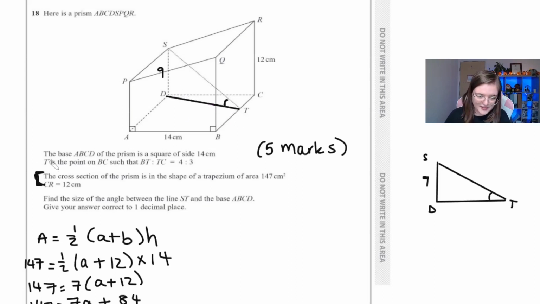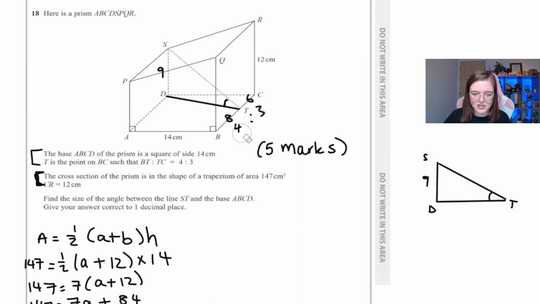So let's think about the other bits of information that we have. The base ABCD is a square. T is the point on BC such that BT to TC is 4 to 3. So if this is 4 to 3, remember we know the length of this side, it's 14. So we can just share 14 immediately into that ratio. This is 7 pieces, so each piece is 2, because 4 plus 3 is 7. If the whole length is 14, you split it into 7 pieces, 2 each. Therefore, 4 times 2 is 8, and 3 times 2 is 6. 8 plus 6 is 14.